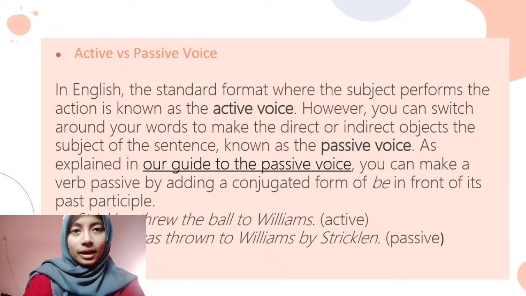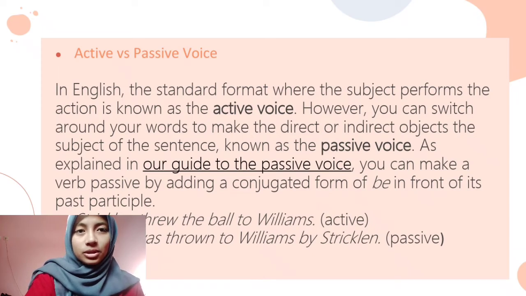Number 2, active and passive voice. In English, the standard format where the subject performs the action is known as the active voice. However, you can switch around your words to make the direct or indirect object the subject of the sentence, known as the passive voice. As explained in our guide to the passive voice, you can make a verb passive by adding a conjugated form of be in front of its past participle.